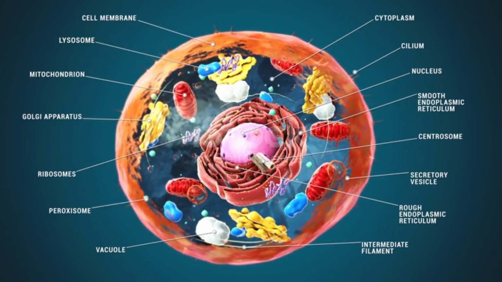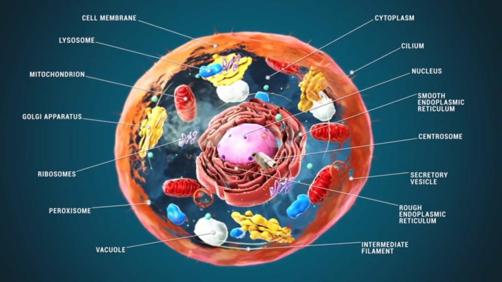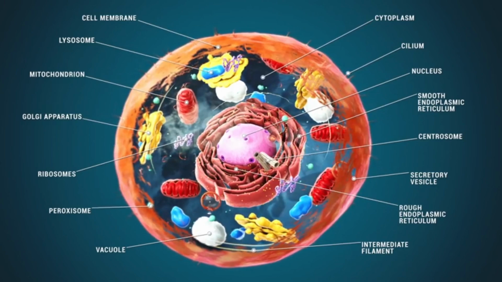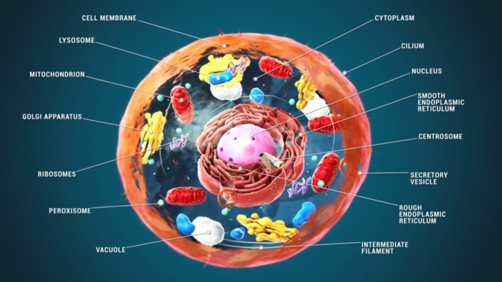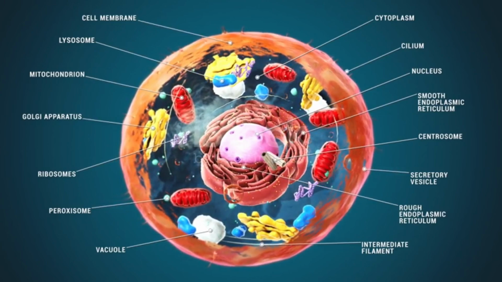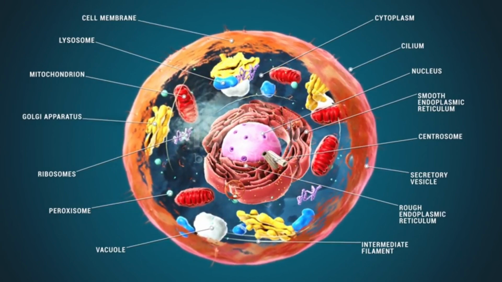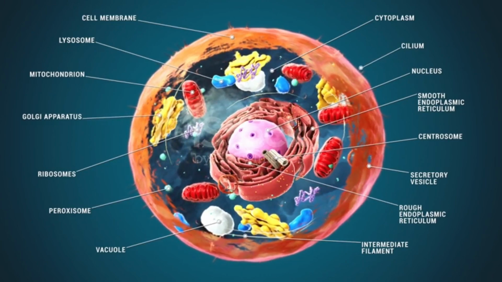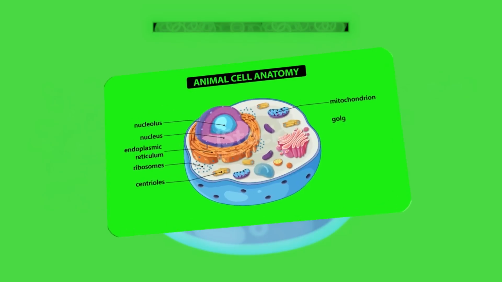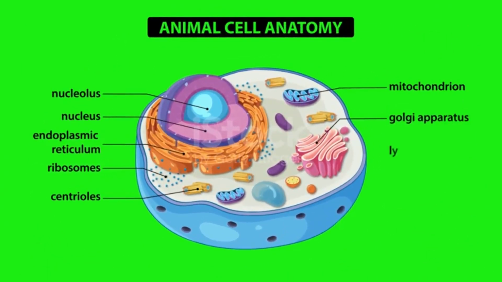Golgi Apparatus. The Golgi Apparatus is the packaging and shipping center of the cell. Proteins made in the ER are sent here. The Golgi Apparatus modifies proteins, packages proteins, sorts materials, and sends them to their destinations. It works much like a post office. Without the Golgi Apparatus, proteins would not reach the correct places.